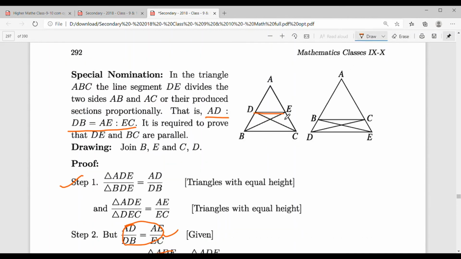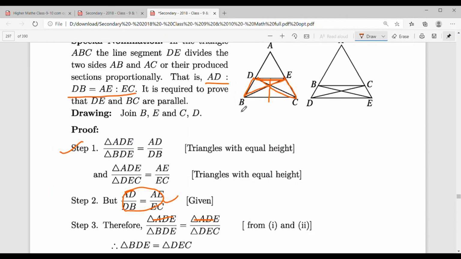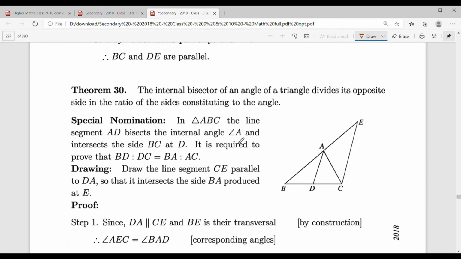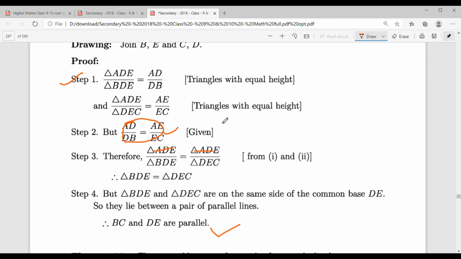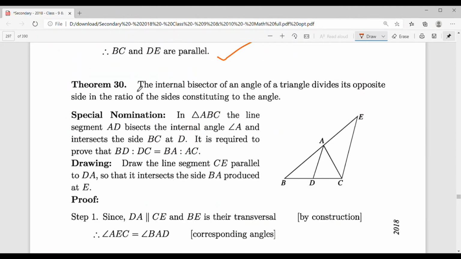Now the areas of these two triangles BDE and DEC are equal, and these two triangles are standing on the same base DE, so their heights will also be the same. So these two lines DE and BC are parallel. It's proved.